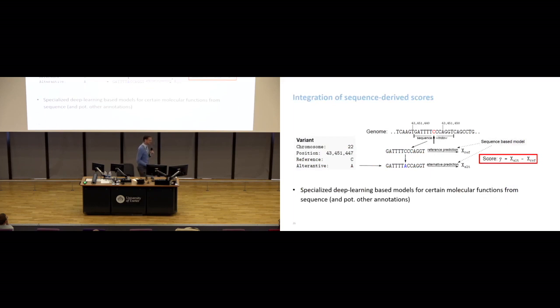So what does that mean, to integrate sequence-derived scores? Well, there are models where you can plug in a sequence, so you put in your reference sequence allele, and you plug in your alternative sequence allele, and you get two scores out of these models. You take the difference of these scores, and you put the difference into CAD. Right? So that's what this means.